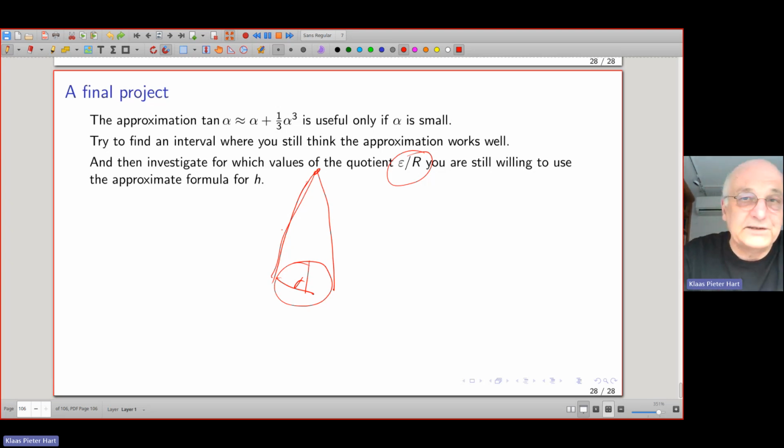If you do it for the planets in our solar system and for epsilon, add a meter or even 10 meters to the circumference of your planet, then you'll be okay. But if you add way more, then you should be careful. Anyway, that could be a nice project for you to work with.